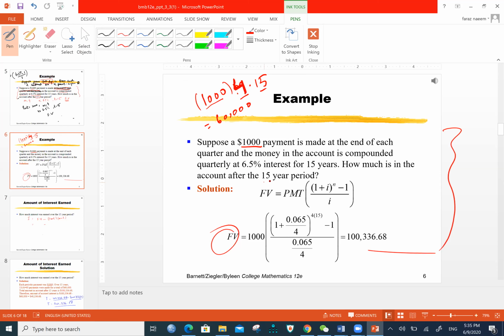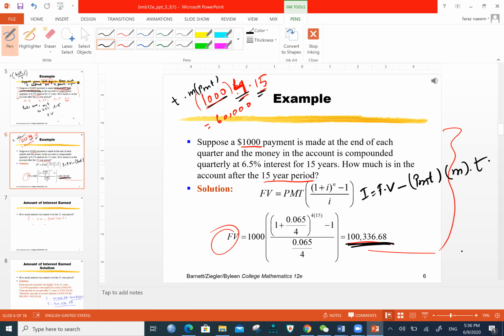After 15 years, what do we get? We get $100,336. Now, if I write it in terms of a formula, what is 1000? That is our PMT. 4 is our M, and T is 15, the number of years. How do we calculate the interest? The interest I equals FV minus PMT times M times T. Is that clear?